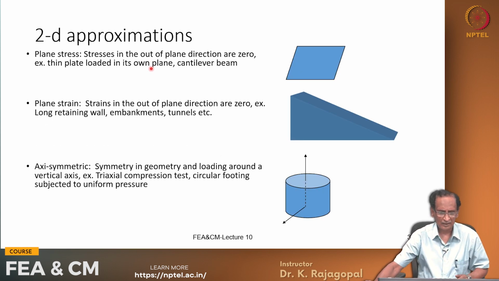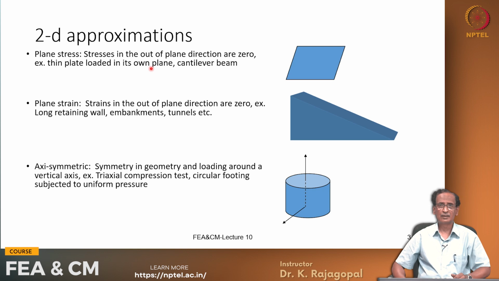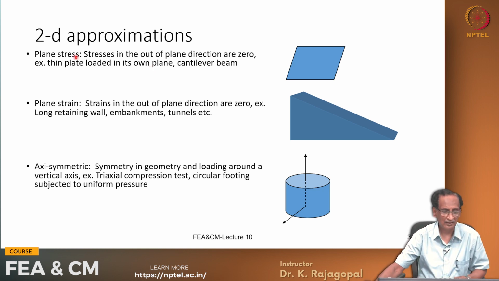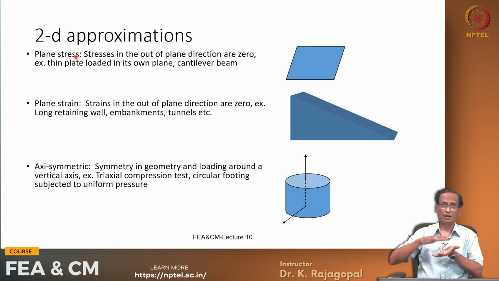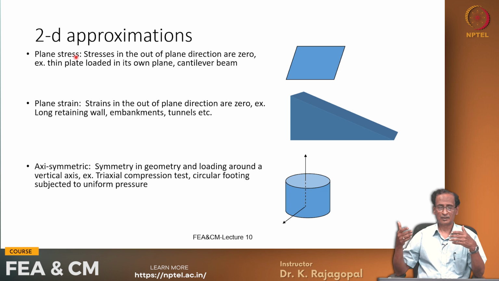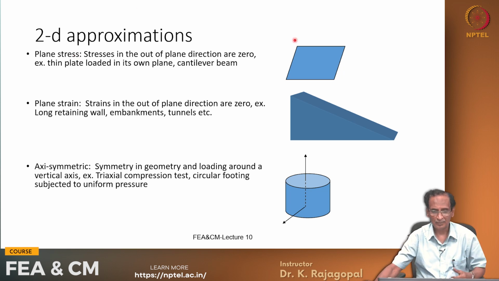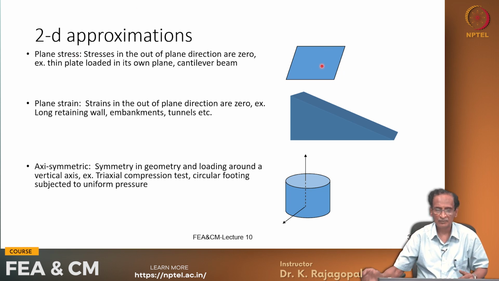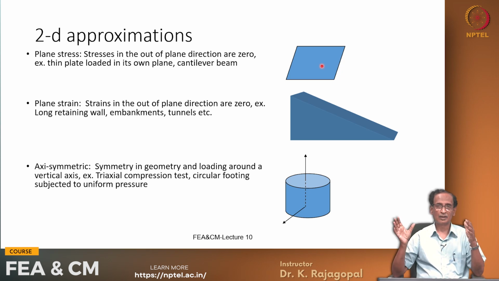So, in the previous class we had seen these 3 2-dimensional approximations: plane stress, when all the stresses act within a single plane and all the out-of-plane stresses are 0. So, that happens in the case of a thin plate loaded in its own plane or a cantilever beam.